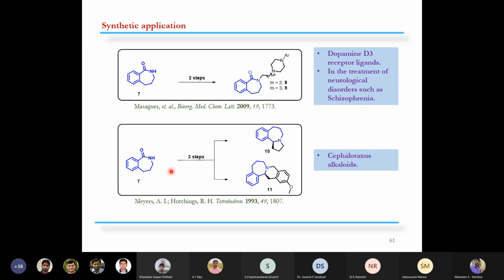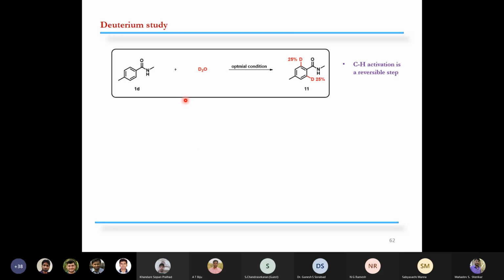In 1993. So in the deuterium study, instead of allyl alcohol, we used deuterium as a coupling partner. In that case, we found the formation of deuterium at the ortho position of the benzamide by 25%. So again, we can say that the CH activation step may be a reversible step.